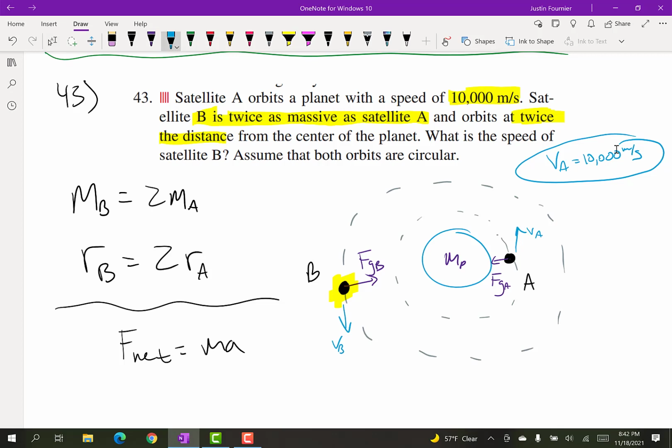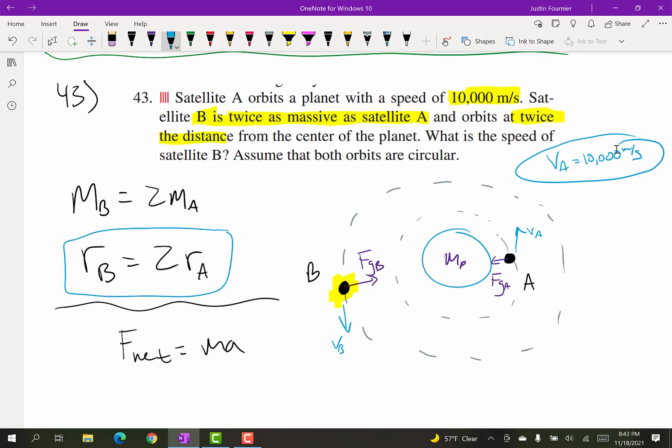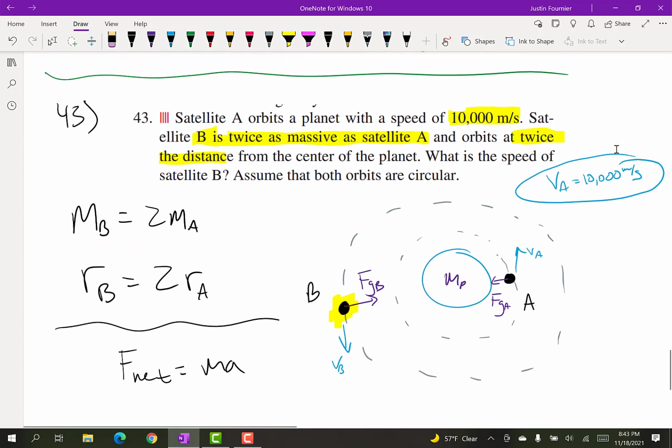Okay. So it says here, a satellite A orbits a planet with a speed of 10,000 meters per second. Satellite B is twice as massive as satellite A. So first off, there's velocity of A is 10,000 meters per second. But then they told me the mass of B, so that's twice the mass of A. So I want to write down that relationship. That's a good relationship to know. And then also they say that it orbits at twice the distance. So basically they're saying that the orbit radius of B is twice the orbit radius of A. So that's another thing that I would write down as something that's useful and that I would know.